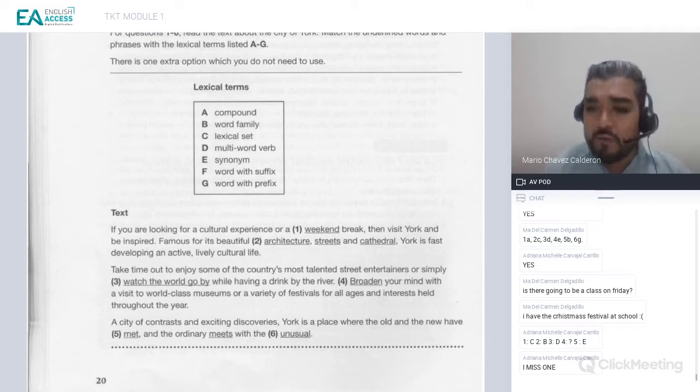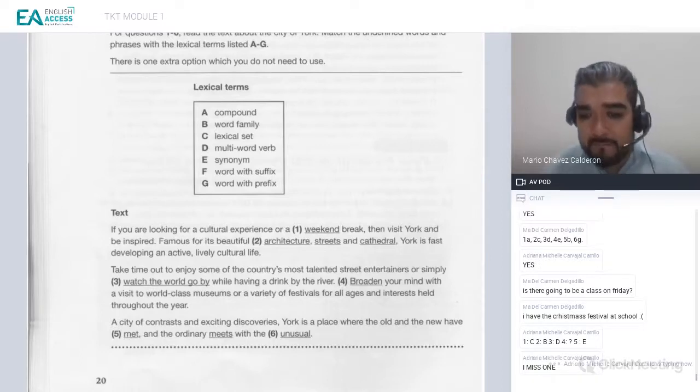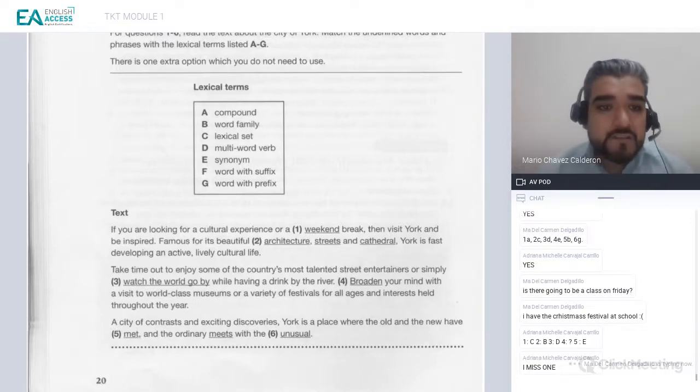Meat is the root word. Meats are the same word family. They come from the same root, and the root is meat. The different versions of the same word. Okay? And the last one is unusual. Unusual is the word with a prefix, is letter G. Good job, Mari Carmen. Congratulations.